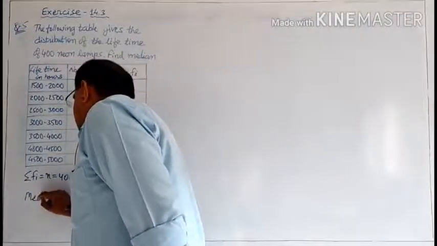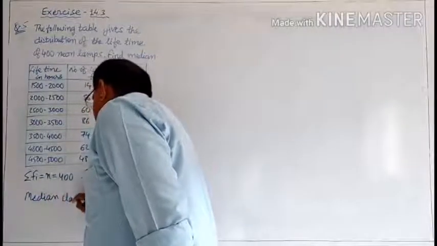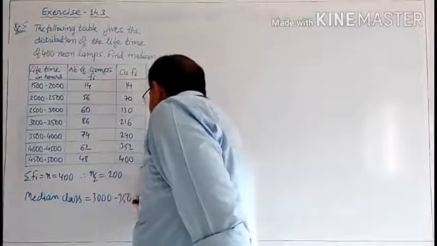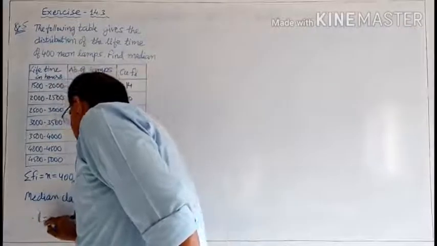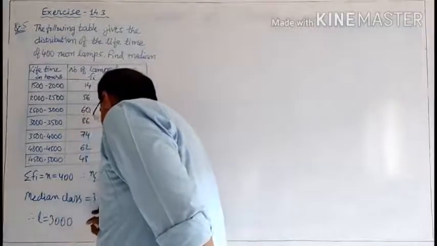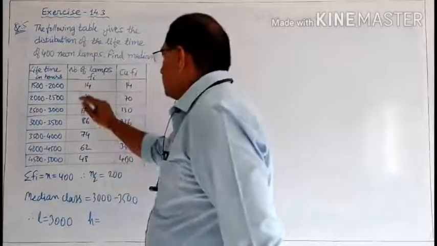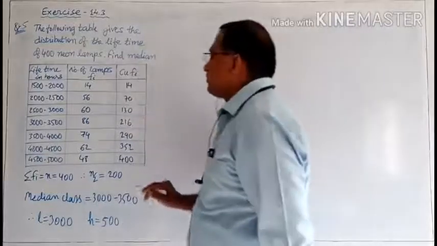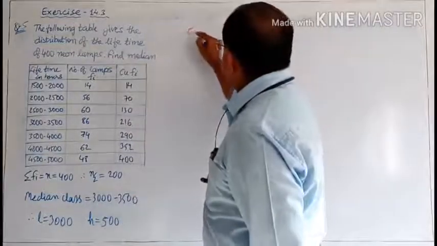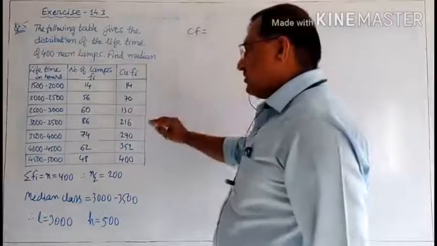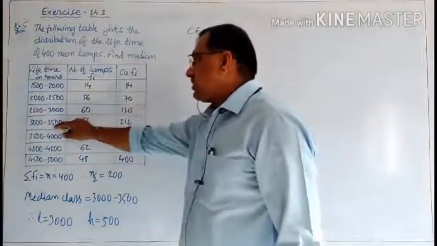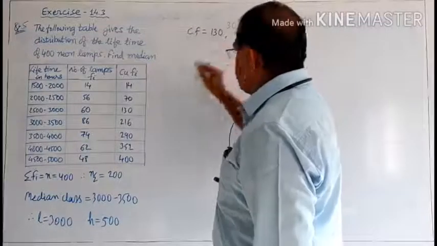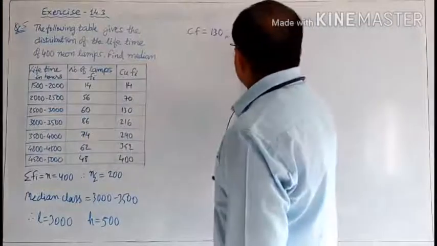So the median class is 3000 to 3500, and therefore the lower limit is 3000, and the class width, the difference between consecutive boundary points, is 500. Now the cumulative frequency, that is the cumulative frequency of the class previous to the median class, is 130, and the frequency of the median class is 86.